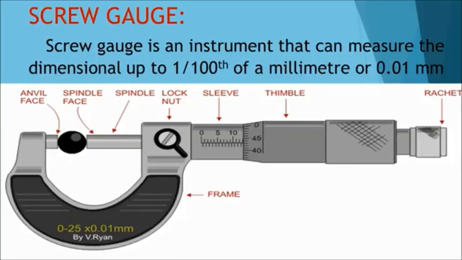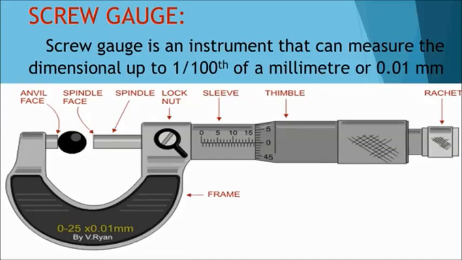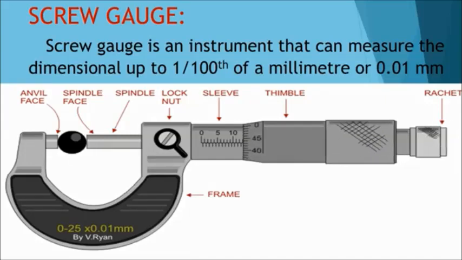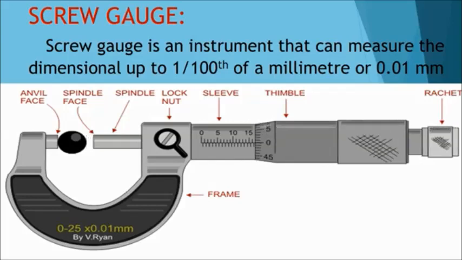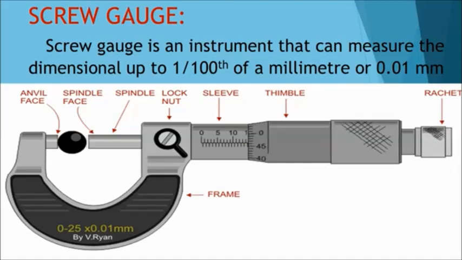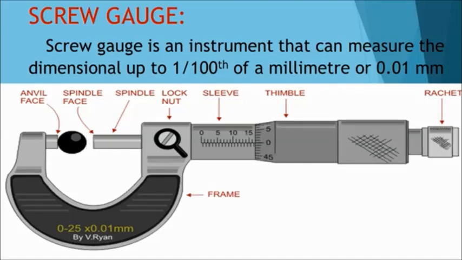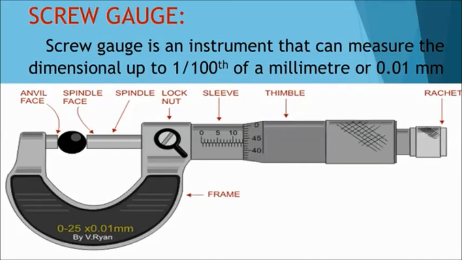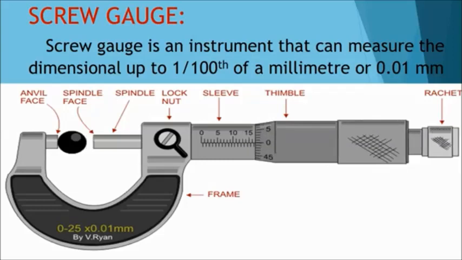Going on to the screw gauge. A screw gauge is usually used to measure the thickness or diameter of a wire or even the thickness of a thin plate. A screw gauge is an instrument that can measure dimensions up to 1/100th of a millimeter, or 0.01 millimeter.